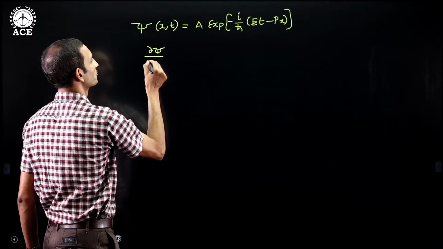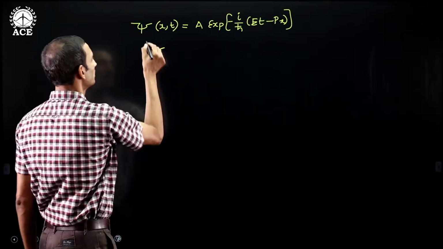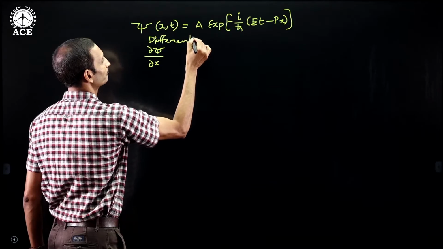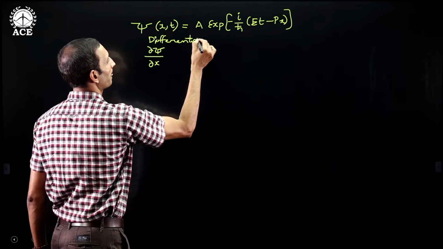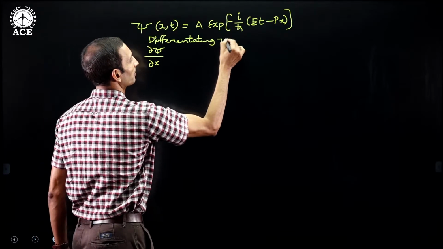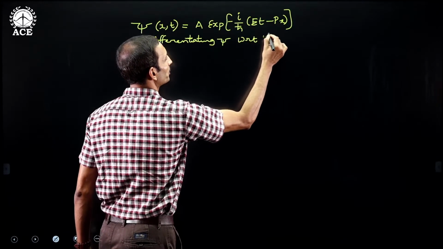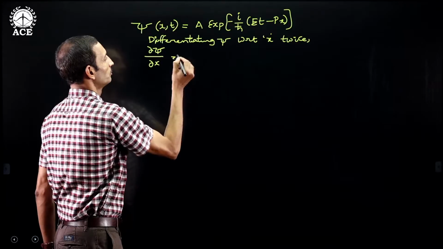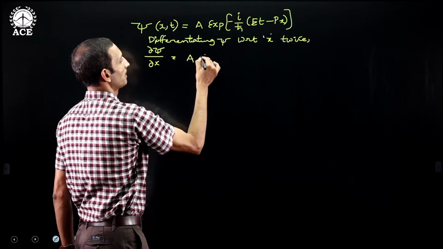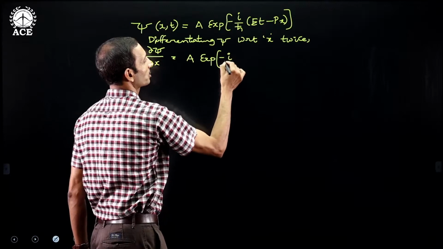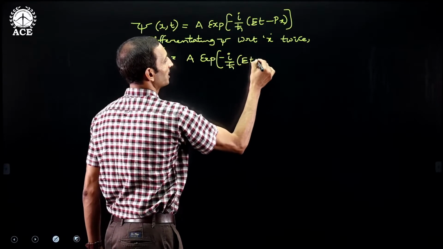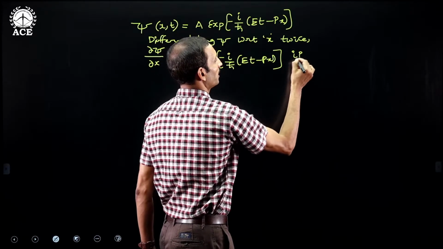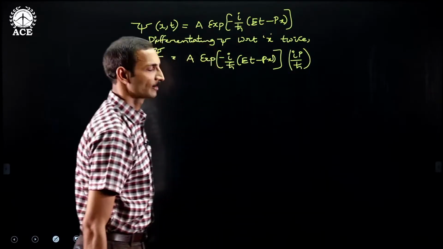That means we have to have differentials of psi with respect to x and with respect to t. We get them first. Because there are 2 independent variables, I'd be doing partial derivatives. So dou psi by dou x first. I'm differentiating this psi with respect to x. I'm going to do it twice. Why? I'll tell you. You would get to know. So the first differential I'm considering is A into exponential of minus i by h cross into (Et minus px) into ip by h cross. This is the first differential.